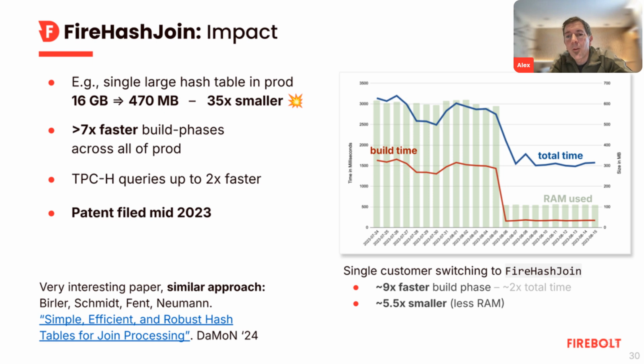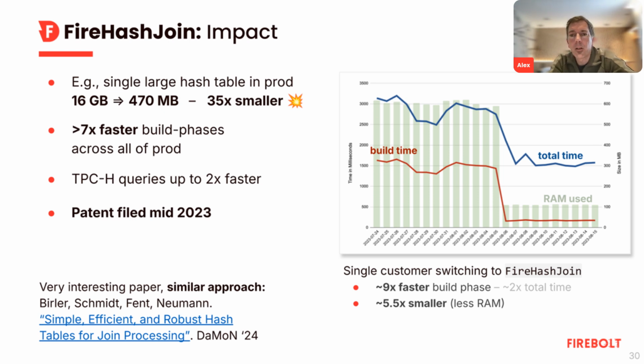For a single customer on the right, you see kind of the workload as it progressed over time. And then at a certain point in time, we switched to the new implementation, the FireHashJoin. And if you look at the red line, which is denoted build time, at the time we switched, it basically dropped by a factor of 9x. So now we're faster by a factor of 9x with respect to the build phase. And if you look at these sort of light green bars in the background, you see that these bars drop by a factor of 5x about. So we use about 5x less RAM just by switching to the new implementation.